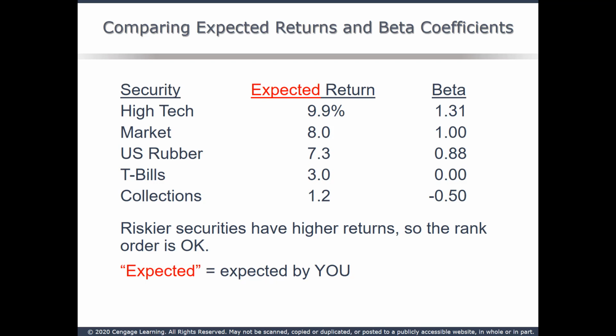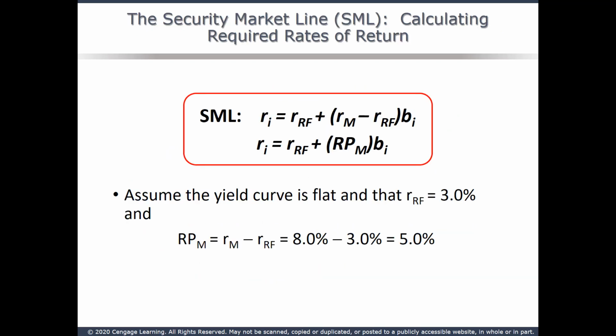So what do we do with the data we now have? We can use the betas for our assets to find their market required returns. With a risk-free rate of 3% and a return on the market of 8%, we have all we need to find the required returns. The market risk premium is the return on the market minus the risk-free rate.